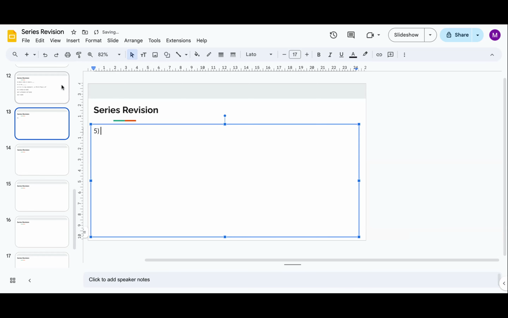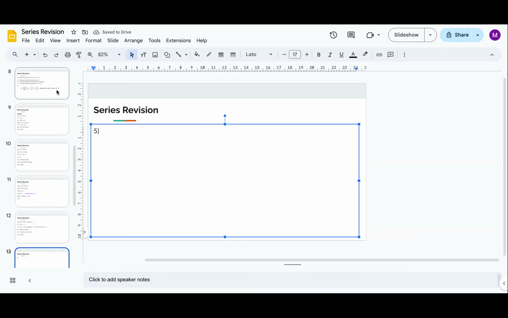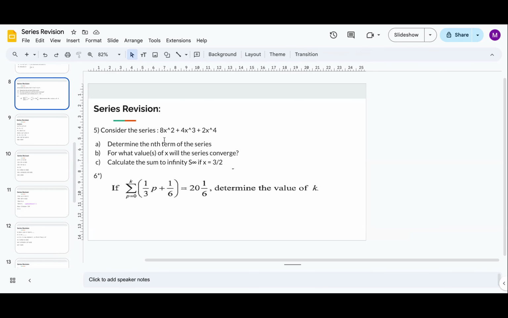Okay, now let's first determine what kind of pattern or what kind of series we're working with here. We have 8x squared plus 4x cubed plus 2x to the power of 4. The fact that the powers of the x's are changing should tell you that we're not working with an arithmetic pattern, because there's no constant difference that will change the powers of a given base. Okay, so we must be working with a geometric series.